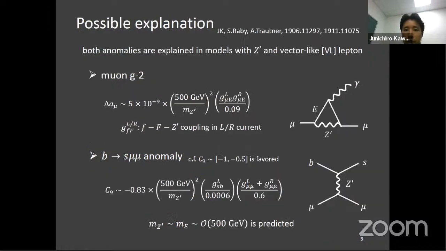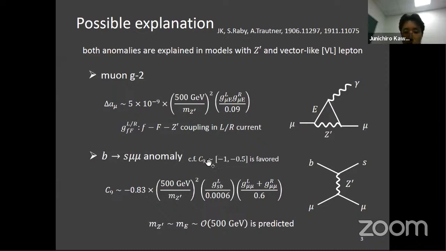Actually, we proposed such a model, a simple extension of the standard model by introducing a Z', an extra U(1), and vector-like leptons. Here the vector-like lepton is important. In this model, we can explain the muon g-2 by this diagram, mediated by the vector-like lepton and the Z'. We can explain the muon g-2 if the Z' mass is around 500 GeV and the coupling is in this size, meaning the coupling is of order 0.1. This model can also explain b to s mu mu.